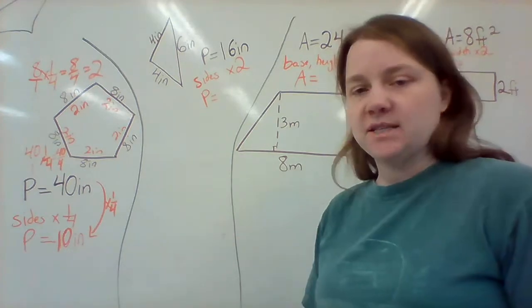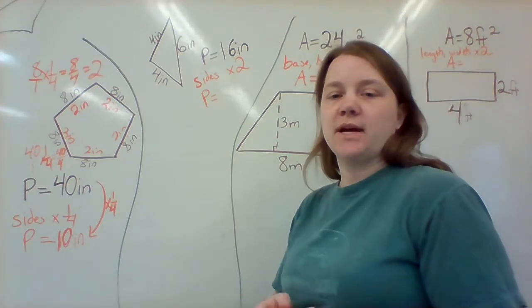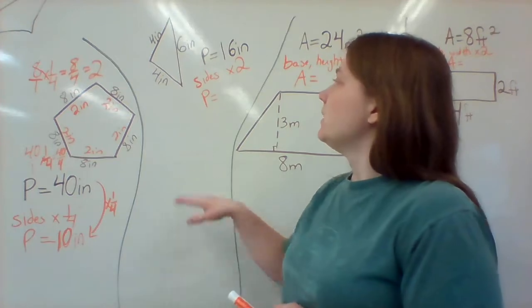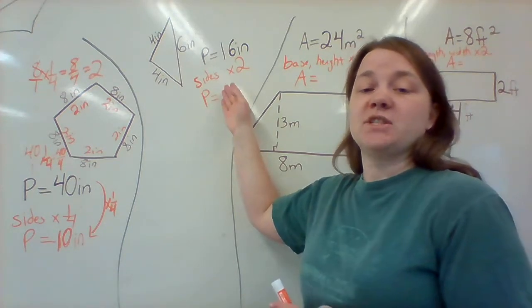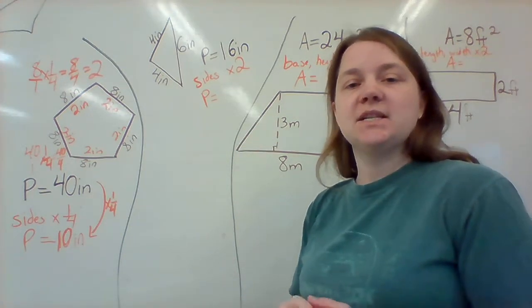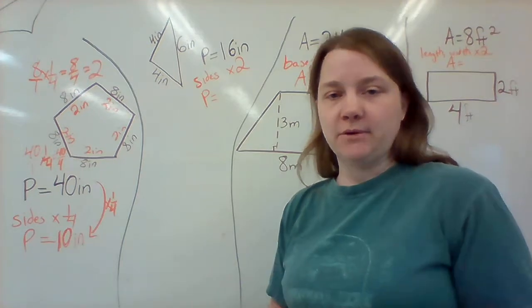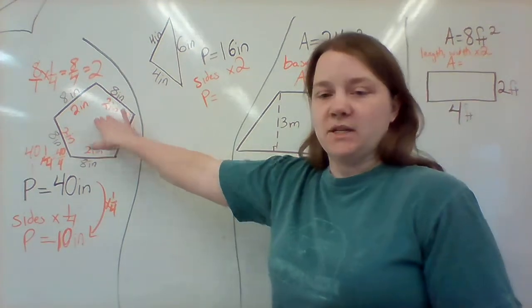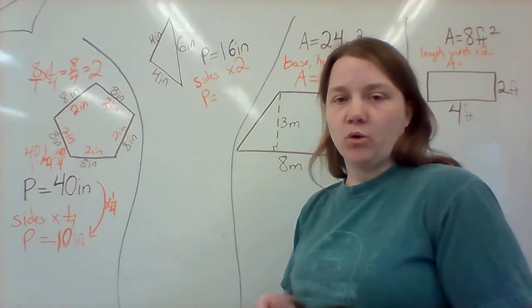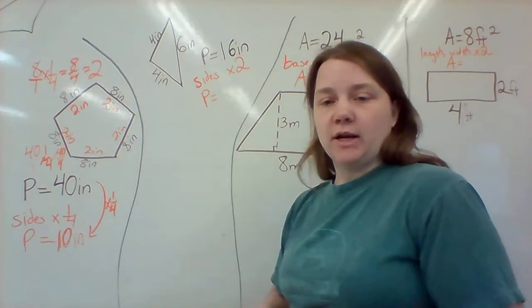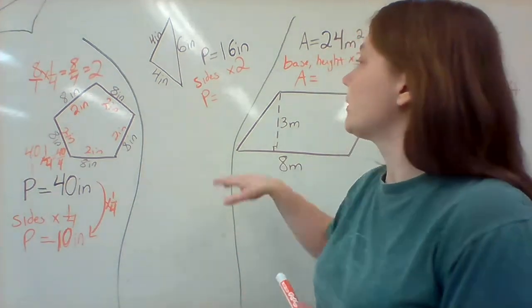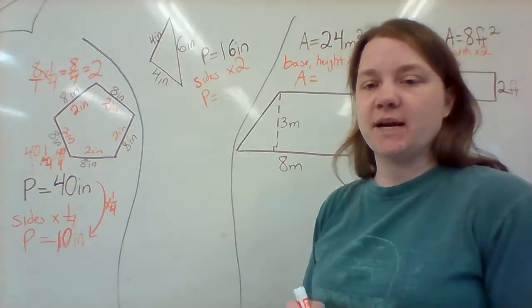Let's go ahead and try something that's a little bit simpler to work with. Let's go ahead and try a triangle. We're going to multiply times 2 instead of by a fraction and see if that works with upscaling as well as downscaling. We made this pentagon smaller when we multiplied by 1/4. We're going to try to make this triangle bigger. So we're going to multiply each of these side lengths by 2.